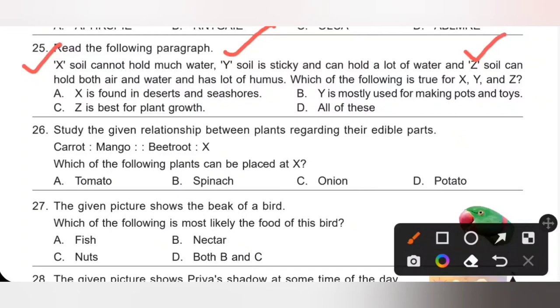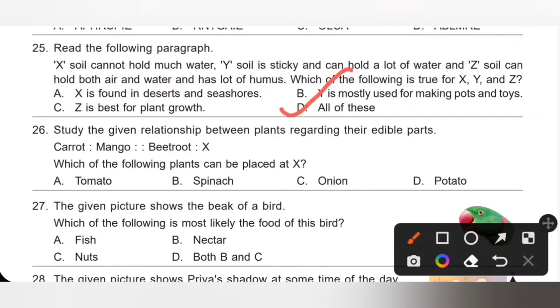Which of the following is true for X, Y and Z? Option A. X is found in desert and seashore. Yes, correct. Sandy soil is found in deserts and seashores. B. Y is mostly used for making pots and toys. Yes, clayey soil is mostly used for making pots and toys. C. Z is best for plant growth. It is also correct. Loamy soil is best for plant growth. So options A, B, C are correct. So option D, all of these, is the correct answer.